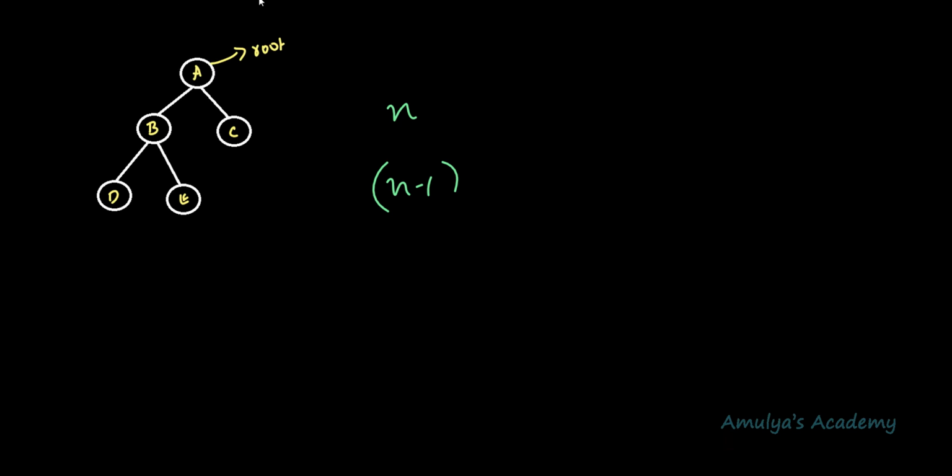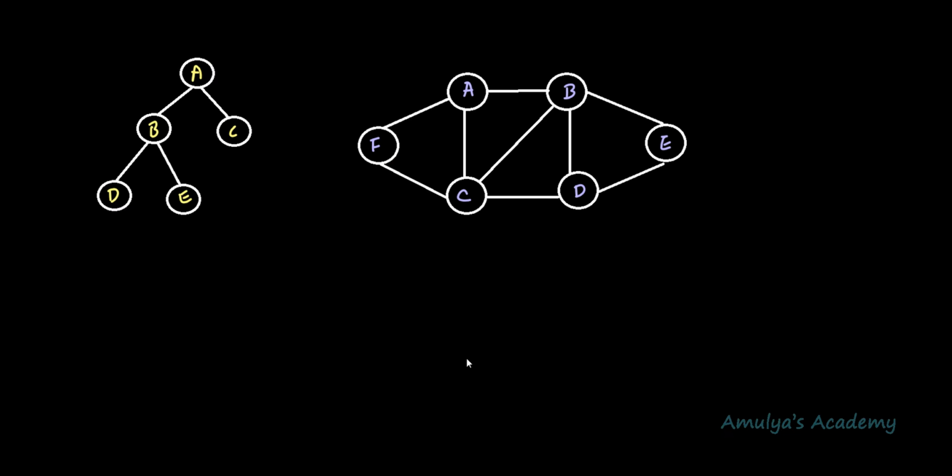But in graphs, we don't have any special node called a root node. Here every node is equal, and also between any two nodes we can have multiple paths. For example, if I want to traverse from F to E, one path is this, another path is this, another path is this. We can have multiple paths between two nodes.